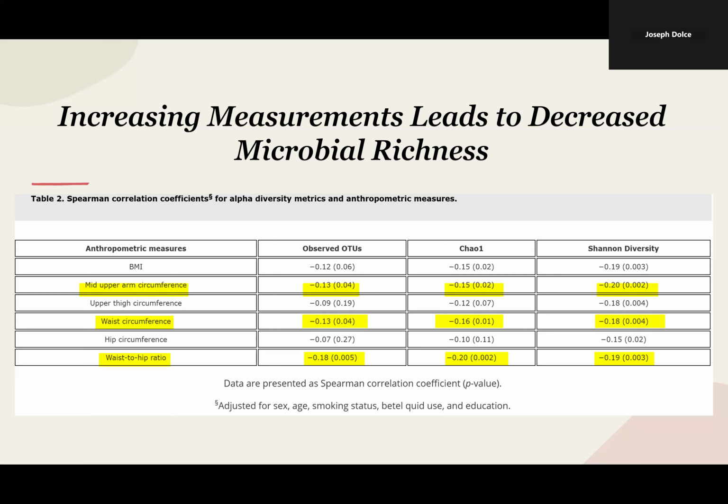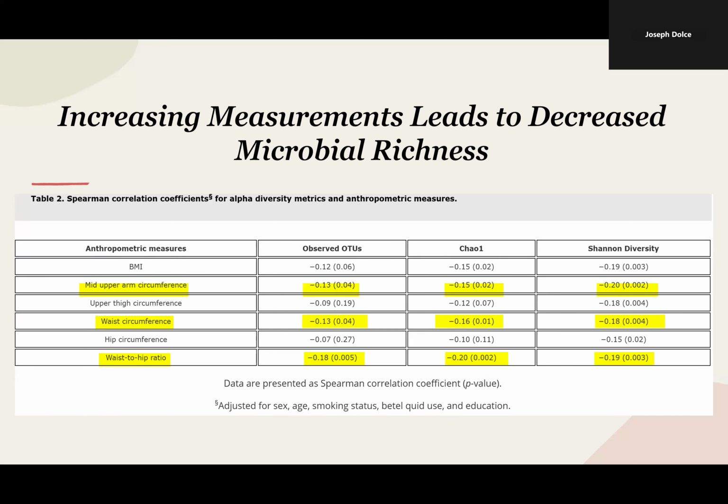Next, microbial diversity measured by the Shannon Diversity Index also declines as all anthropometric measurements increase. The Shannon Index accounts for both richness and evenness, so this suggests not only fewer microbial species overall, but that there's also an imbalance in the distribution of these species.